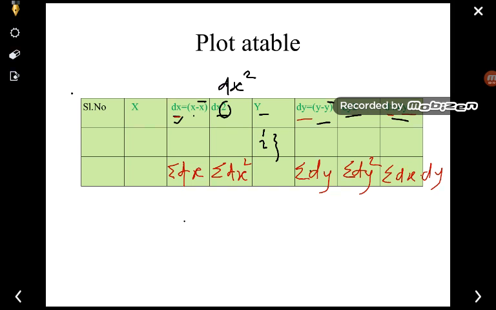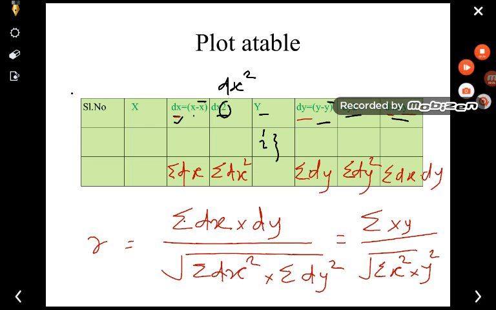We know the formula. The coefficient of correlation is equal to summation of dx into dy divided by the square root of summation of dx square into summation of dy square. It can also be written as summation of x into y divided by the square root of summation of x square into summation of y square.